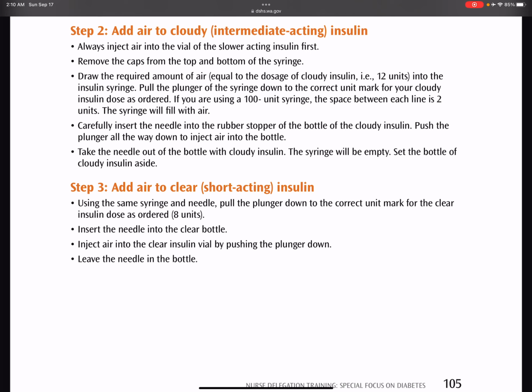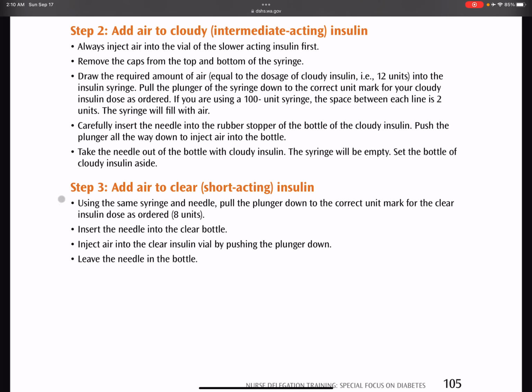Using the same syringe and needle, pull the plunger down to the correct unit mark for the clear insulin dose as ordered. Insert the needle into the clear bottle. Inject air into the clear vial by pushing the plunger down. Leave the needle in the bottle, and then you withdraw.